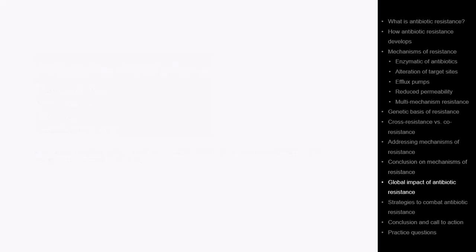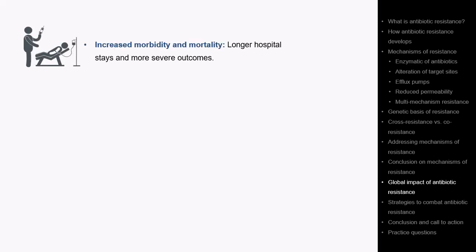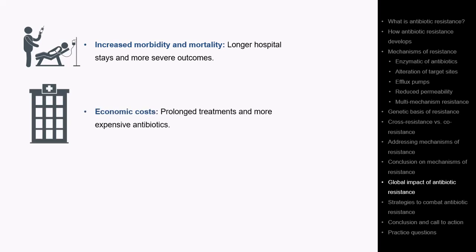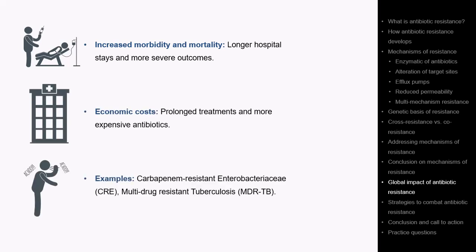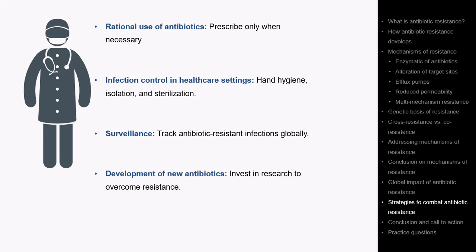Antibiotic resistance isn't just a scientific issue, it's a global health crisis. Resistant infections lead to increased morbidity and mortality, prolonged hospital stays, and higher healthcare costs. For example, carbapenem-resistant Enterobacteriaceae and multi-drug-resistant tuberculosis are especially dangerous. To combat antibiotic resistance, we must prescribe antibiotics only when necessary, implement strict infection control measures in hospitals, track resistance patterns globally, and importantly, invest in the development of new antibiotics to stay ahead of evolving bacteria.